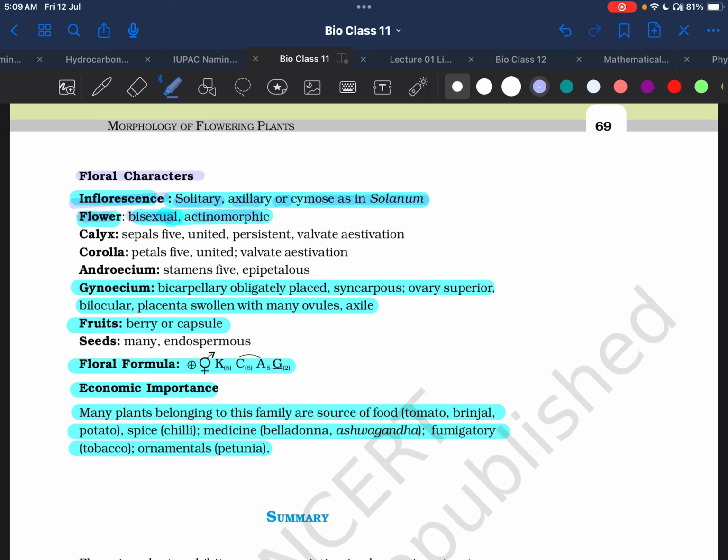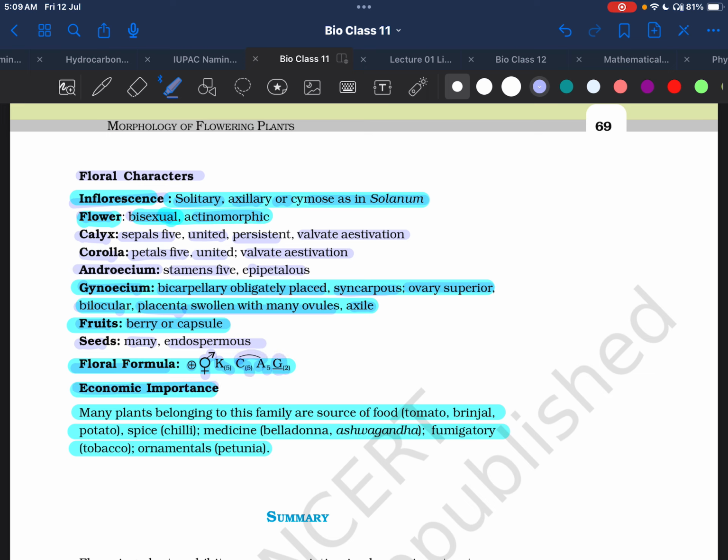Flower bisexual, actinomorphic. Calyx: sepals 5, united, persistent, valvate aestivation. Corolla: petals 5, united, valvate aestivation. Androecium: stamens 5, epipetalous. Gynoecium: bicarpellary, obliquely placed, syncarpous, ovary superior, bilocular, placenta swollen with many ovules. Fruit berry or capsule. Seeds many, endospermous. Floral formula: actinomorphic, bisexual, calyx 5, corolla 5 fused, androecium 5 fused with corolla, superior ovary fused.